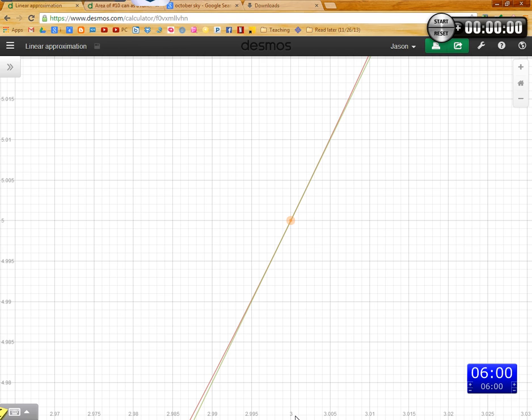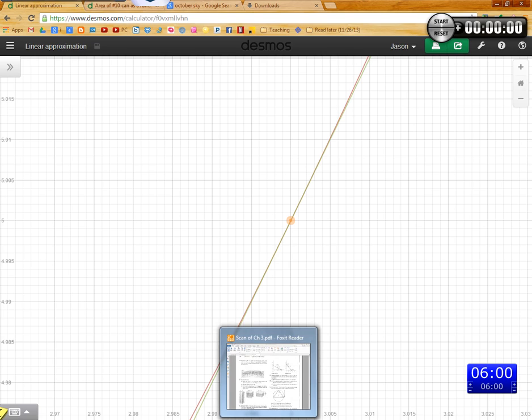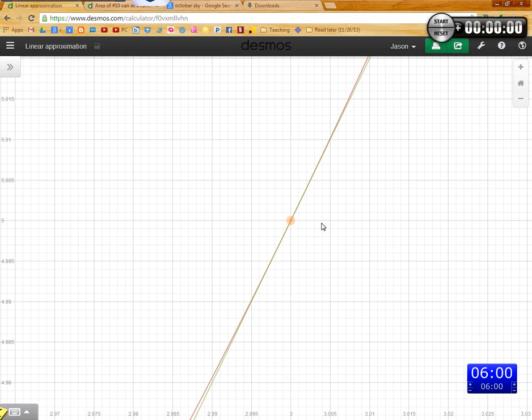But look, here's 3. At 2.995, the y values are very close to each other. Right? What's our delta x there? What's the change in x from 3 to 2.995? Negative 0.005. Okay. Now we get to 2.99. Now they start to be a little bit different from each other, but if we look at it, we're talking about a difference between maybe 4.98 and, well, just that much. Just a very small amount. They're very, very close to each other.